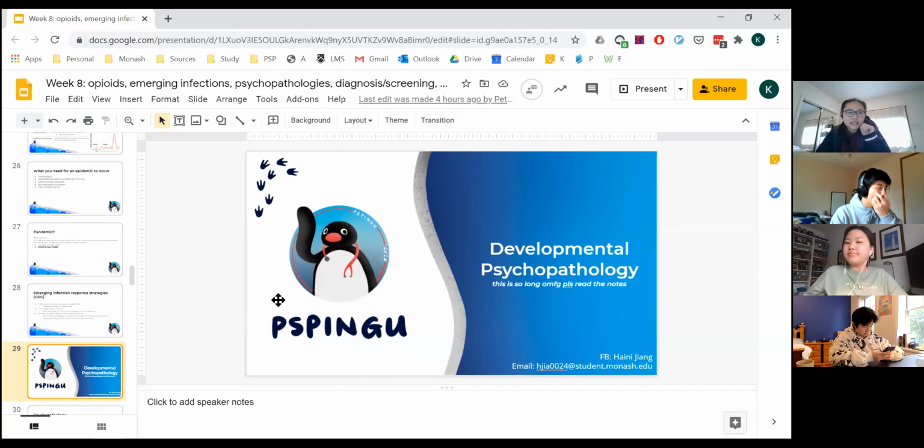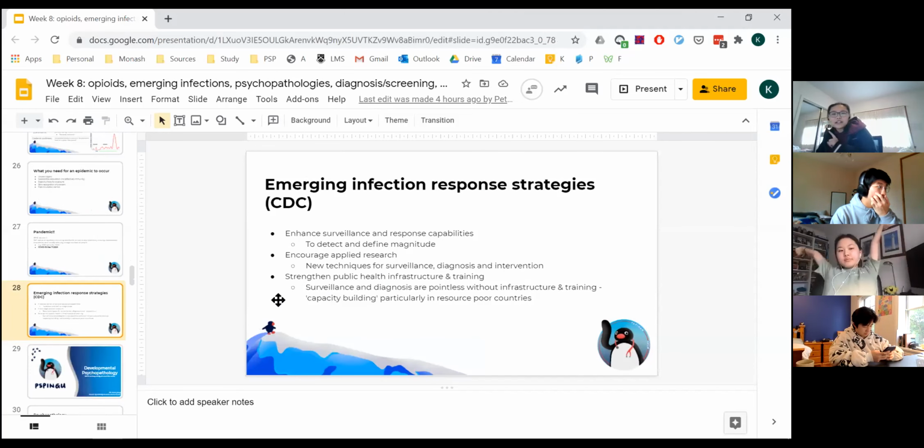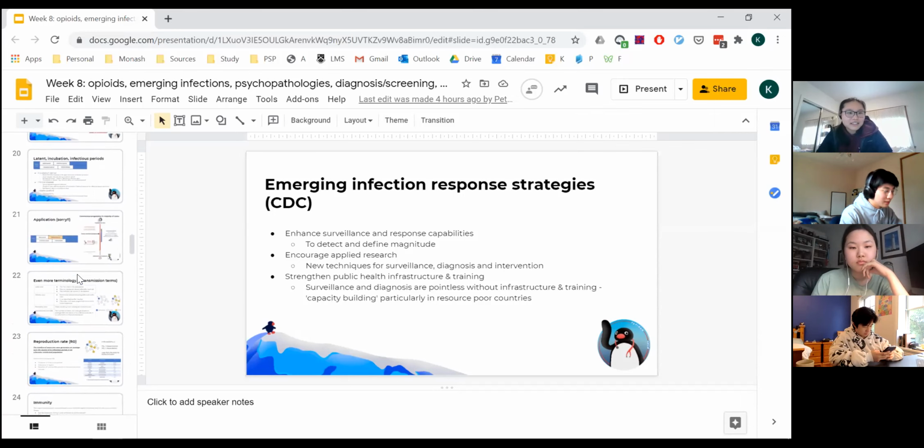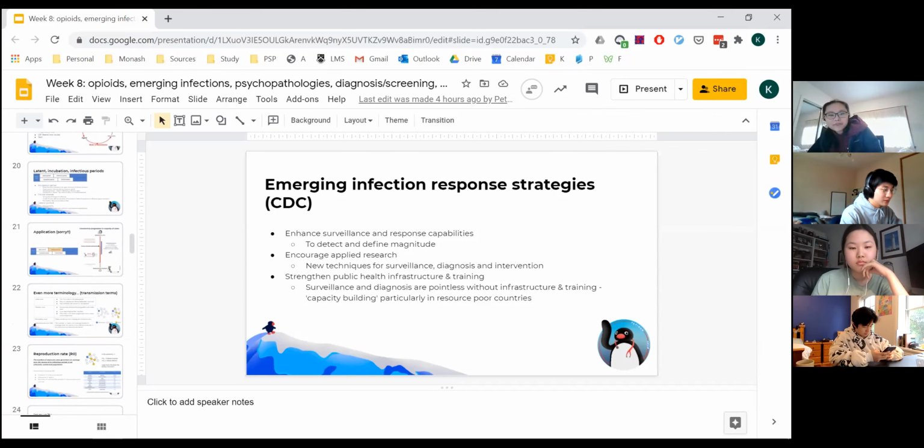Yes, and the last slide is emerging infectious disease response strategies. These include enhancing surveillance and response capabilities, encouraging applied research, strengthening public health infrastructure and training. These can all help reduce outbreaks, epidemics and pandemics. Obviously that hasn't been implemented too well, but yes, that is the case. Any questions?